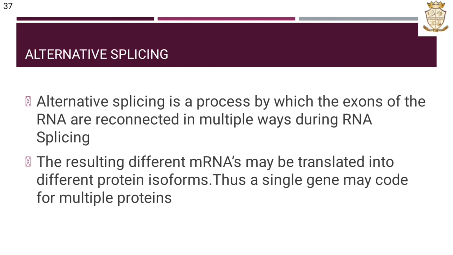Next is alternative splicing. Alternative splicing is a process by which the exons of the RNA are reconnected in multiple ways during RNA splicing. The resulting different mRNAs may be translated into different protein isoforms. Thus, a single gene may code for multiple proteins.